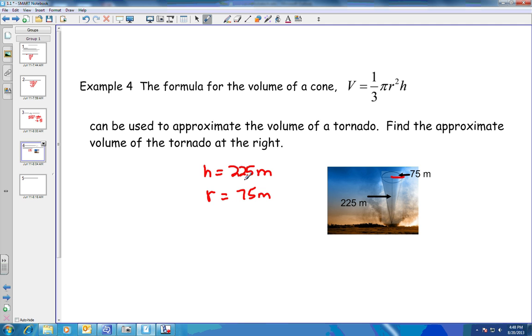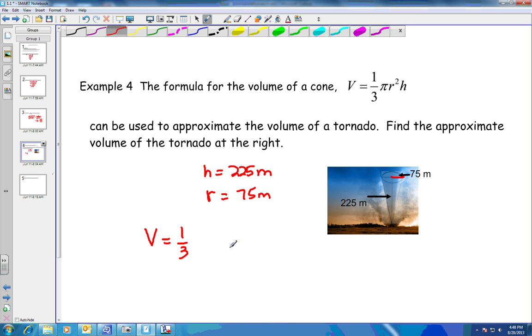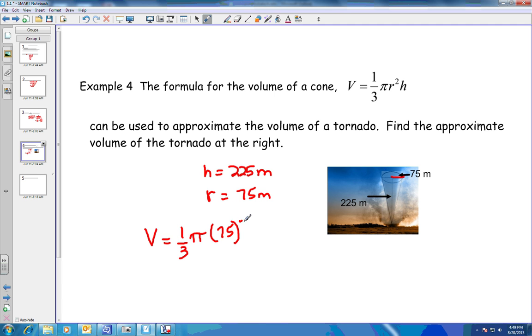So now I'm going to plug these numbers into this formula. Volume equals 1/3 times pi. So pi times my radius, which is 75, and that's squared, times my height, which is 225.